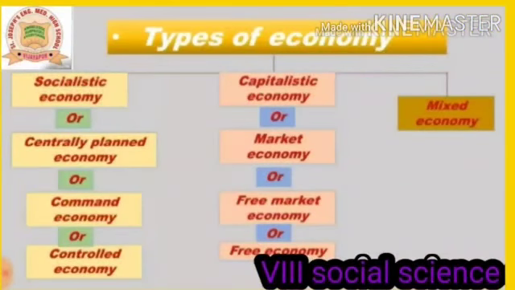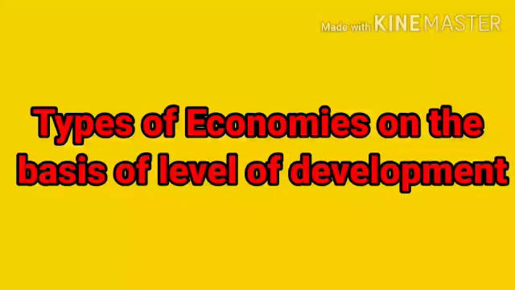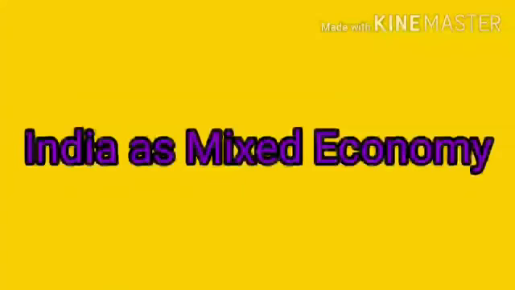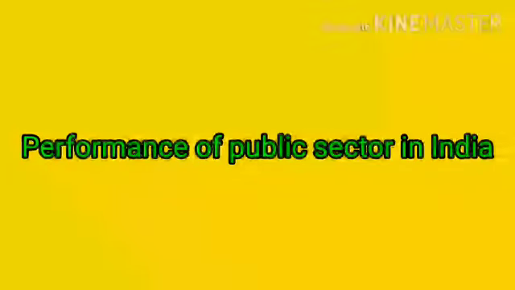In the previous class, we had learnt about the types of economy, that is the capitalist, socialist and the mixed economy, and about its features and advantages and disadvantages. In today's session, we shall learn the types of economy on the basis of level of development, that is developed economy and the developing economy. And next we shall learn about India as a mixed economy, and then we will learn about the performance of public sector in India.